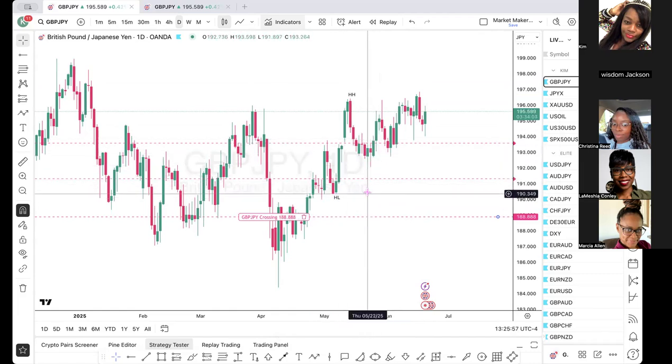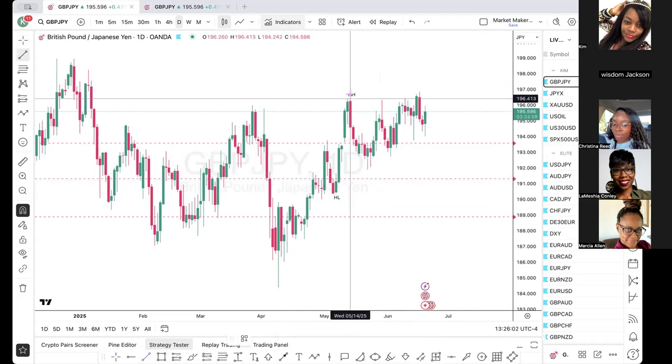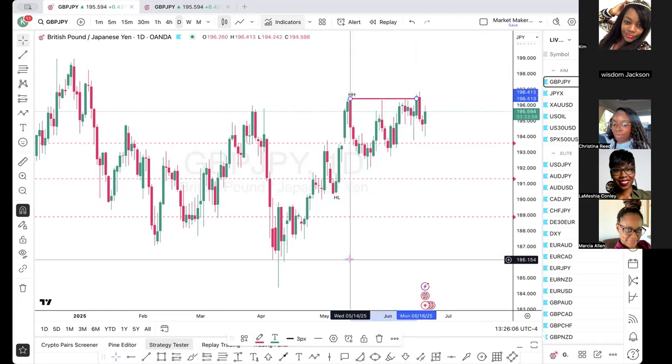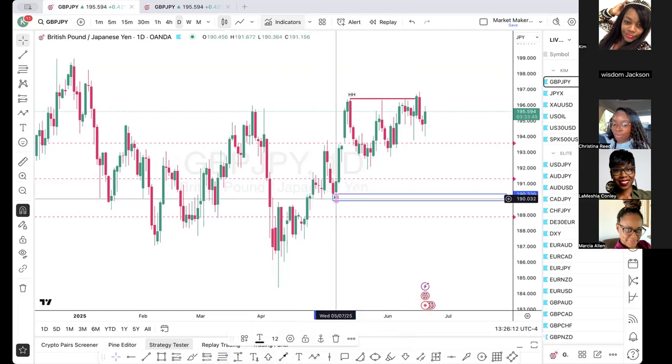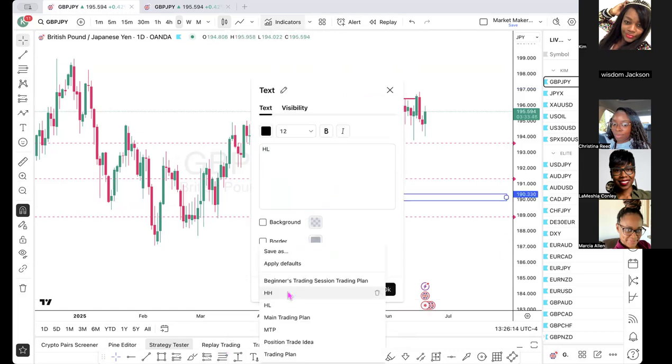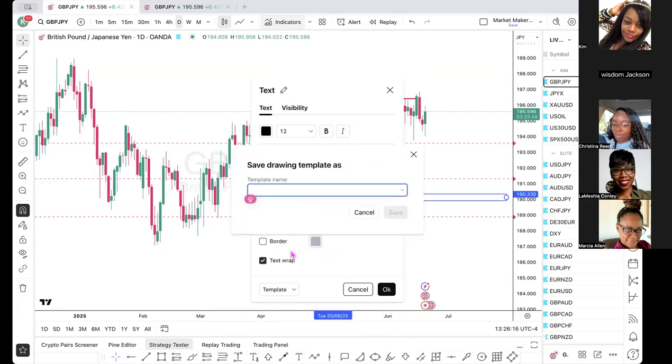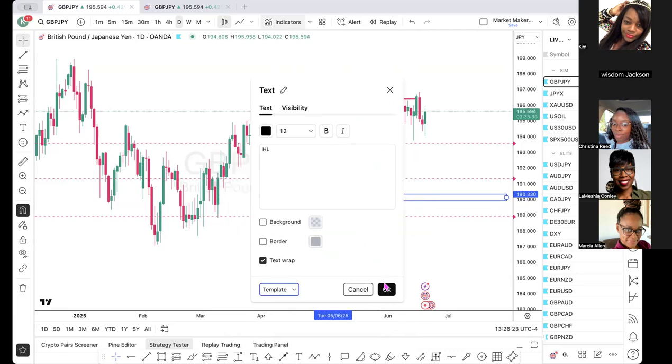And then this is your low. Well, wait a minute. Hold on. Okay, because that broke structure. Now, this is your higher low. Let me save this. Save as higher low. Replace that. Save. Yes, I want to override it.